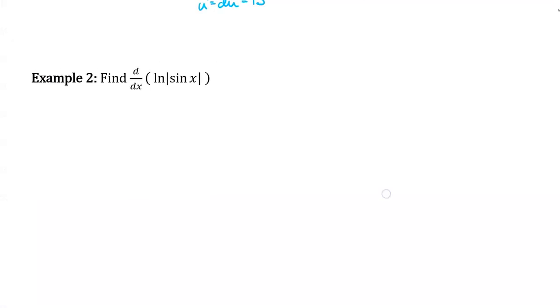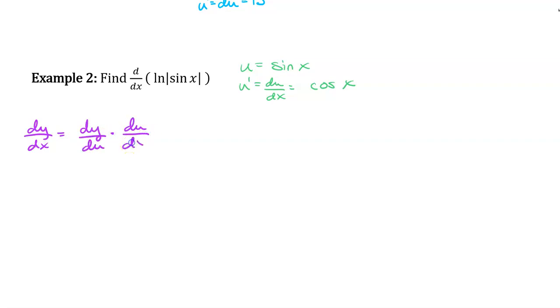So the derivative of the natural log of sine x. Well, once again, this is the chain rule. If we have u set up as sine x, then u prime, or du dx, either way, the derivative of sine is cosine. So according to our chain rule, dy dx is dy du times du dx.